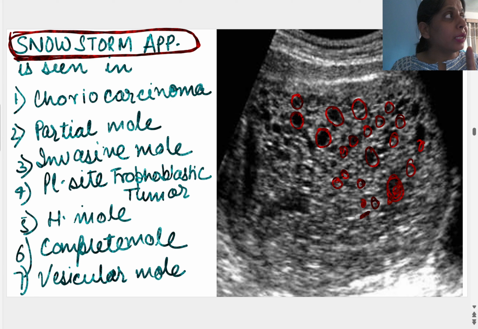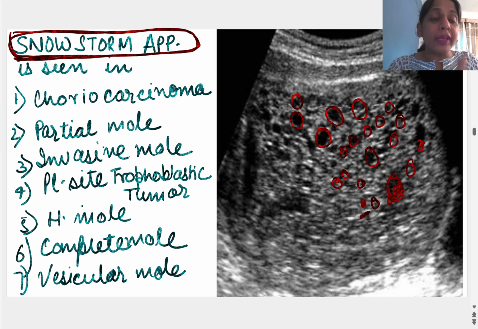Why is snowstorm appearance not in the partial mole? Because in partial mole a fetus is also there. Some part of it will show snowstorm appearance, some part will show the fetus. So that is why in partial mole also you are not going to mark it. If complete mole is there in the options, then complete mole is the better option. In a snowstorm appearance question you will always see all the options. If complete mole is there, you mark complete mole, not partial mole.